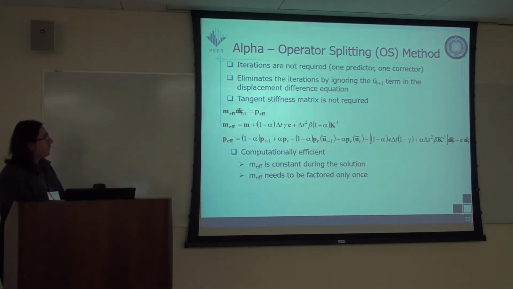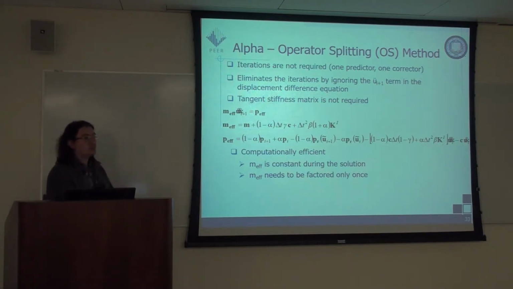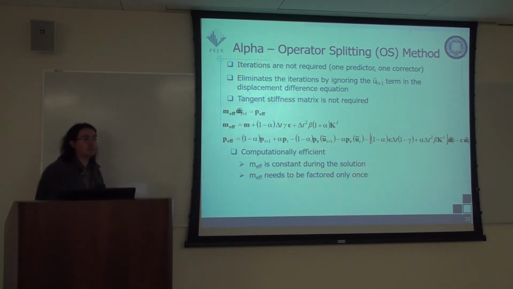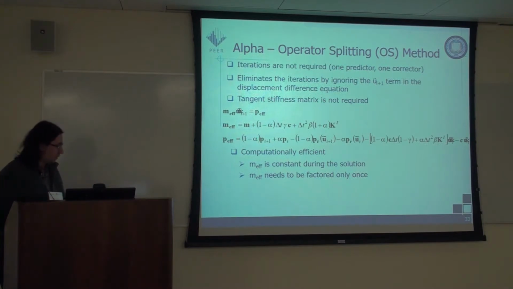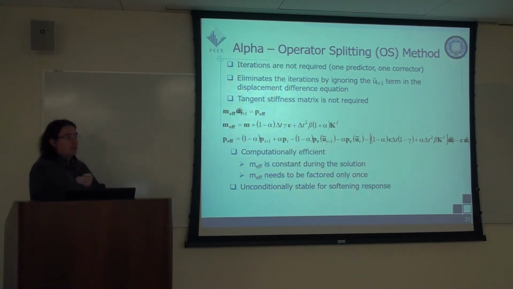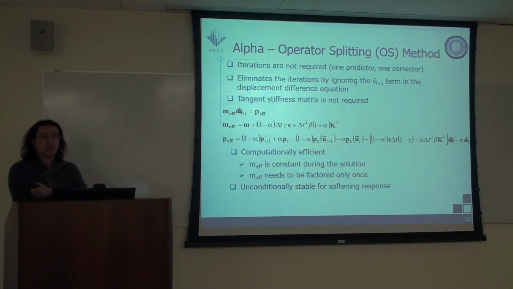And also the method is computationally efficient, and similar to the case of explicit Newmark integration, the coefficient matrix here is constant during the solution and it needs to be factored only once. And this is unconditionally stable for softening response in the inelastic part, and this is generally the case for most of the structures, and therefore it's unconditionally stable for most structures.